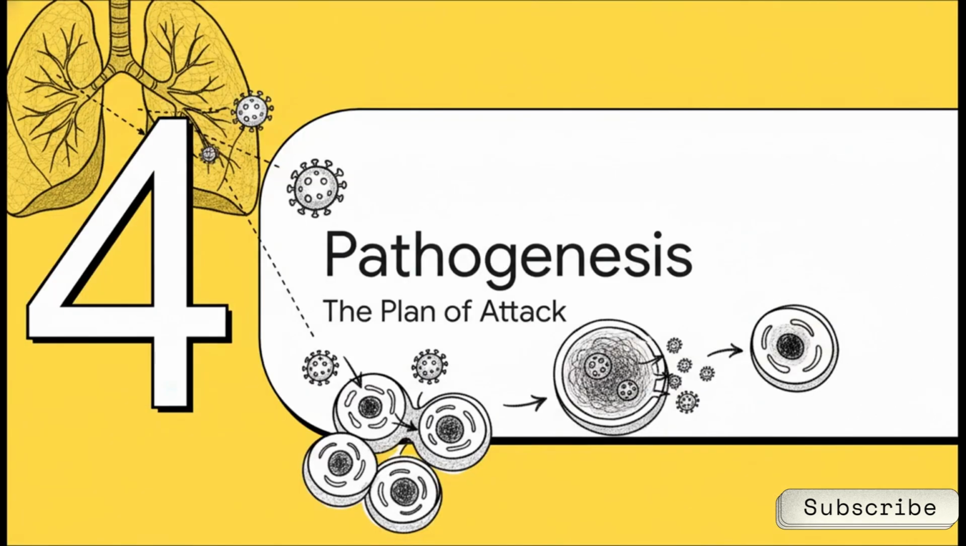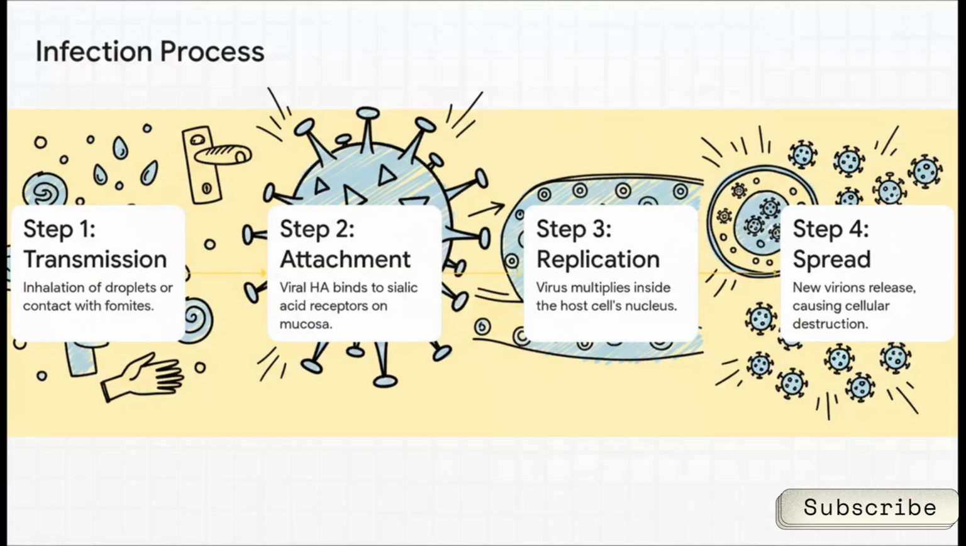Okay, so we know who the enemy is, and we know its master strategy of drift and shift. So now, let's head to the battlefield, the human body. We're going to trace the virus's plan of attack, step by step, from the moment it gets in to the damage it leaves behind. So the infection process is pretty straightforward. It follows these 4 steps. Step 1, it gets in, usually through respiratory droplets. Step 2, it attaches. Step 3, it replicates. And Step 4, it spreads and causes a whole lot of damage.